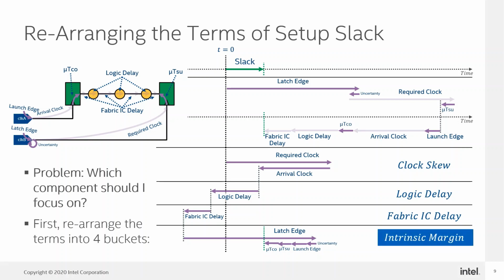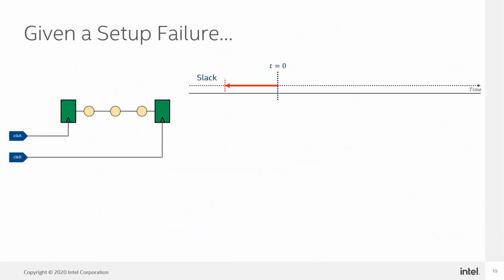Now the problem of improving setup slack reduces to which of these 4 buckets to focus our work on. As we'll see, fixing each bucket entails making a different set of changes to your design, and being able to focus on one bucket at a time can help accelerate timing closure. The secret to how we're going to solve this lies with intrinsic margin. Let's take a look at a different timing path, this time one that fails setup with a negative slack.